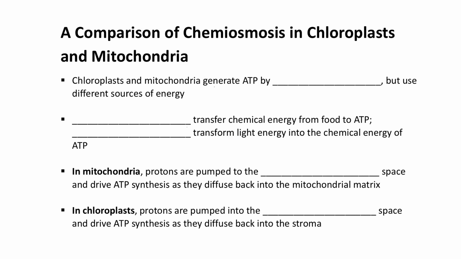Let's take a look at both chloroplasts and mitochondria and their energy-producing abilities. Chloroplasts and mitochondria both generate ATP by chemiosmosis, but they use different sources of energy. Mitochondria transfer chemical energy from food to ATP. Chloroplasts transform light energy into the chemical energy of ATP.